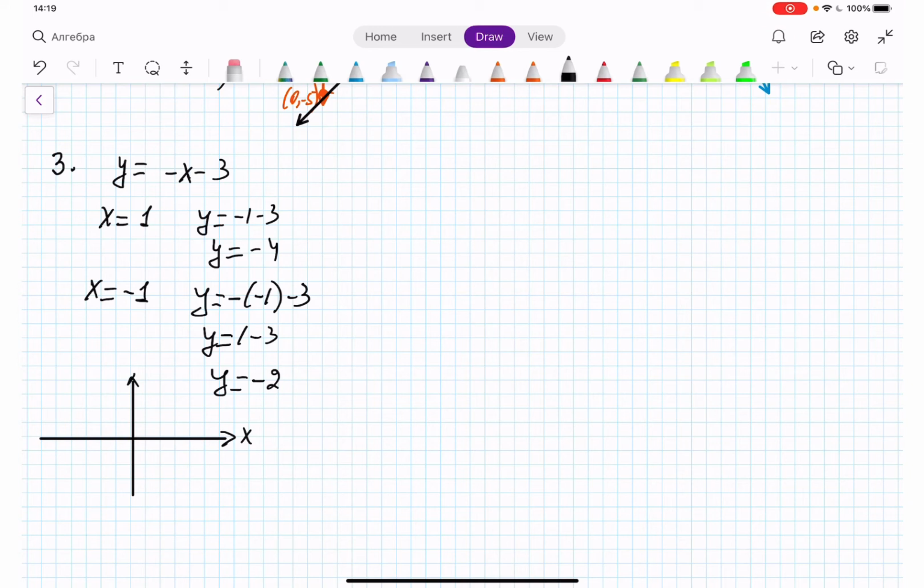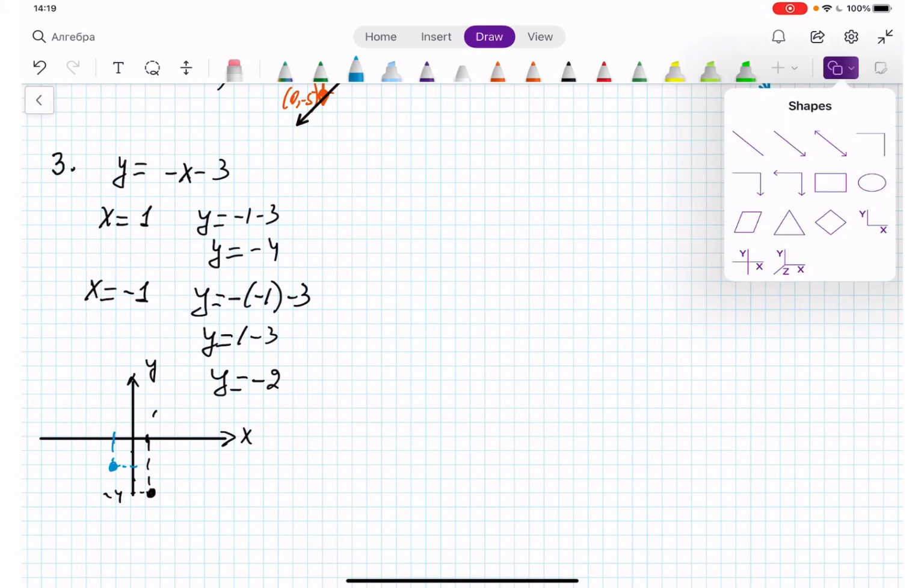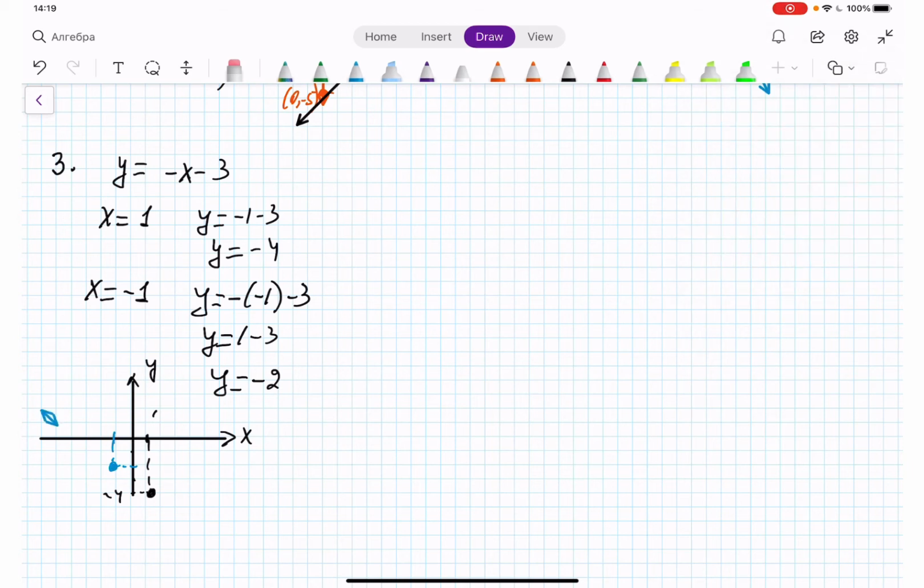This is x, this is y. So x is equal to positive 1, y is equal to negative 4. 1, 2, 3, 4. This is 1 point. The other one is x is equal to negative 1, y is equal to negative 2. Okay, and the graph is going to be like this.